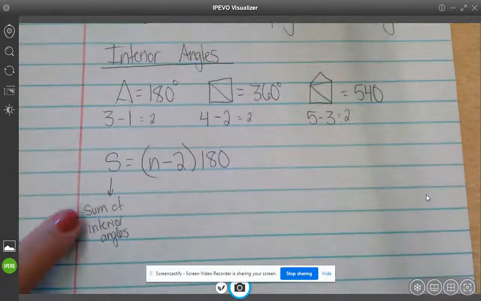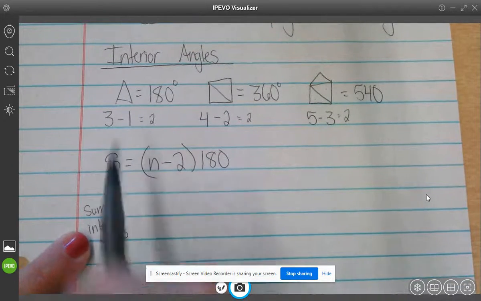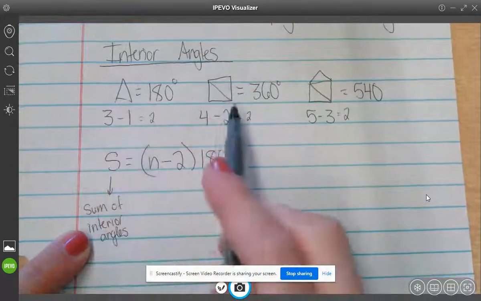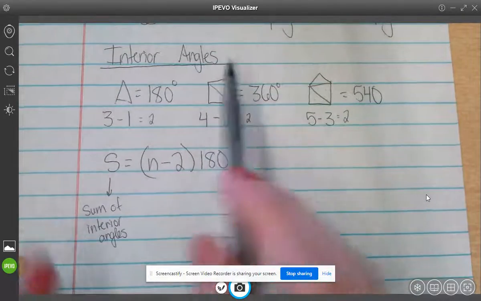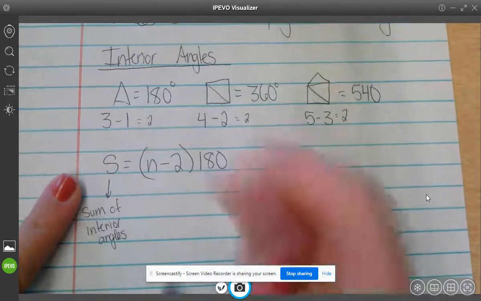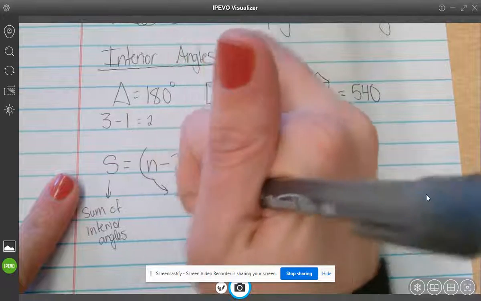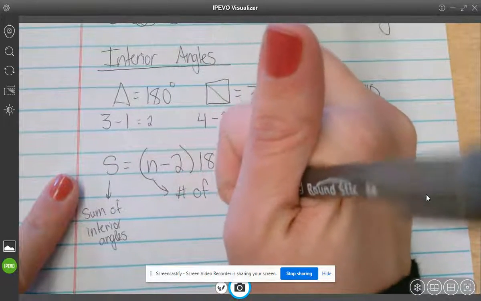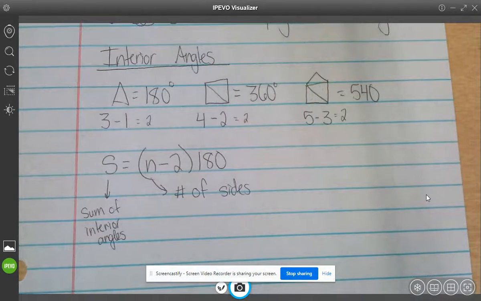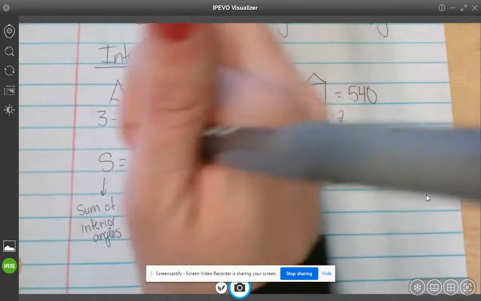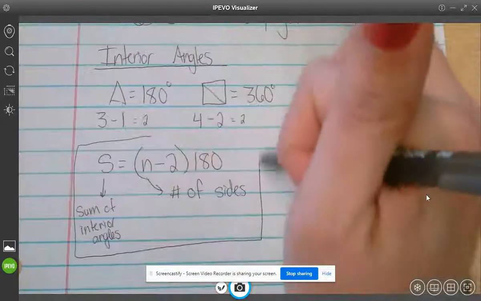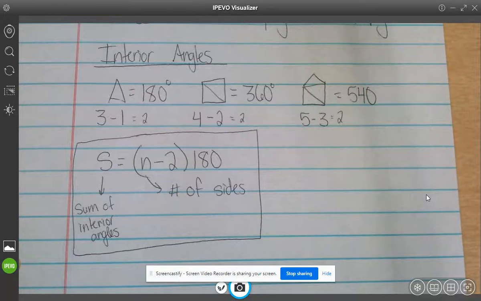Okay, sum means adding. Interior angles are 1, 2, 3, 1, 2, all the angles inside the shape. So if I add all of them up, this is what I get. N equals the number of sides. So that is our big helpful equation for today.